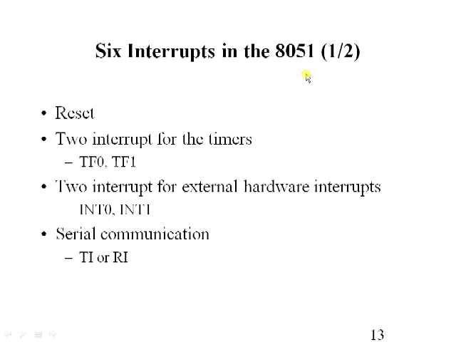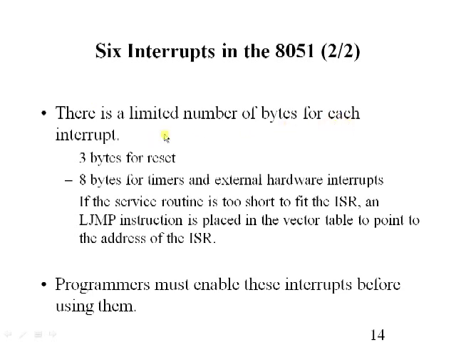So there are a total of 6 interrupts in the 8051: reset, 2 interrupts for timers TF0 and TF1, 2 interrupts for hardware that is INT0 and INT1, and 1 interrupt, either TI or RI, which comes under the serial communication interrupt. There is a limited number of bytes for each interrupt, as we have just seen in the interrupt vector table, where a limited number of bytes are associated with the ISR of each interrupt. For the reset interrupt only 3 bytes are provided, and for all the other interrupts 8 bytes are provided. If the ISR memory is too short for storing the program related to the interrupted device, then we have to use the LJMP instruction so that control is transferred to a location where the ISR is actually stored. Programmers must enable these interrupts before using them. So we have to enable the interrupts before we want to use them.